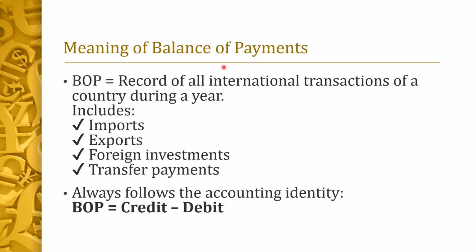One important point to understand is that BOP always balances mathematically, because every transaction is recorded twice. Here again we follow the accountancy double entry system. But an individual account may show a surplus or a deficit. Understanding BOP helps us analyze whether a country is financially strong or facing economic pressure. So it always follows the accounting identity. There is a double entry system.